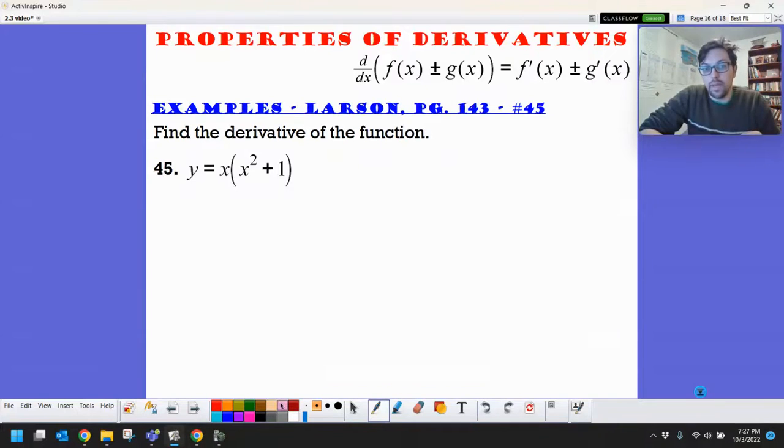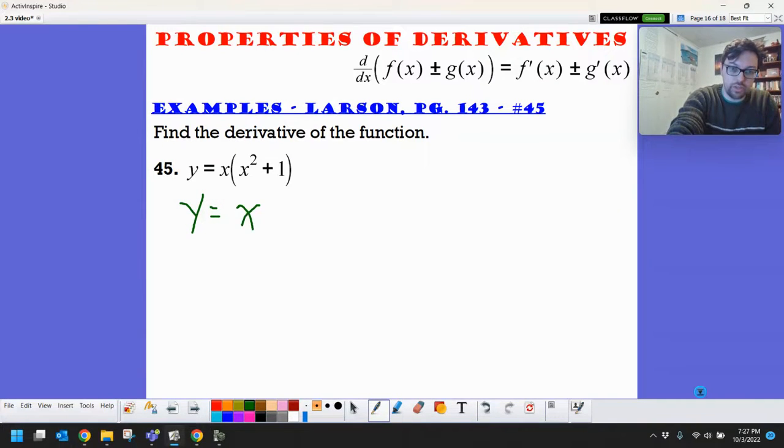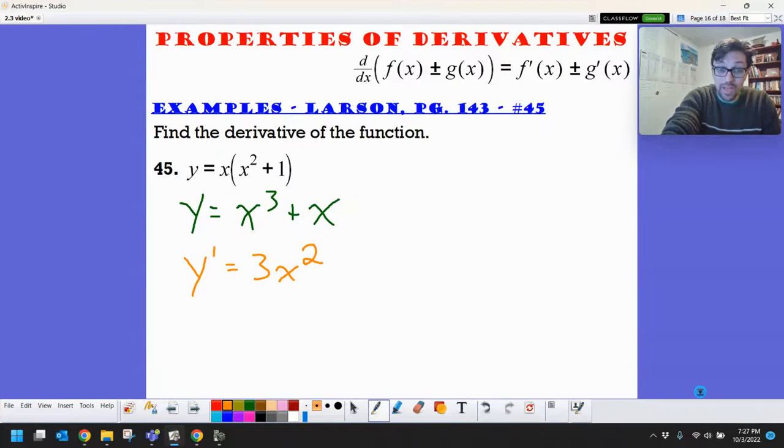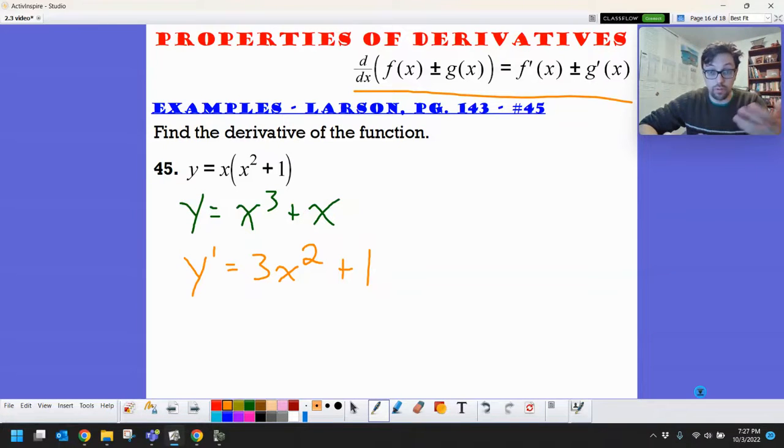Finished. In this example, we've got two things being multiplied together. We know how to deal with things being added and subtracted together, not multiplied. So I want to distribute that x in there before I find my derivative. So y would equal x cubed plus x. Now I'm set to do my derivative using the power rule. So y prime will be 3x, 3 minus 1 is 2, and the derivative of x will be just a 1. And there's our derivative. Note that we are using this rule up here. We don't have a rule in this slide for how to find the derivative of things being multiplied together.